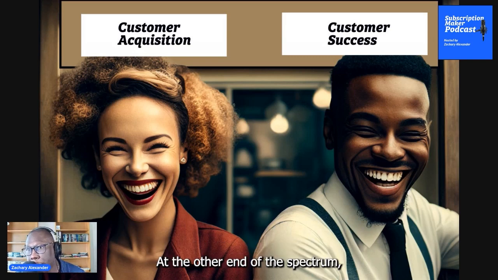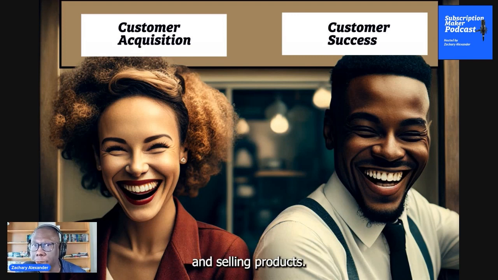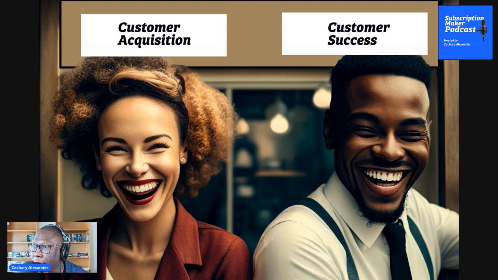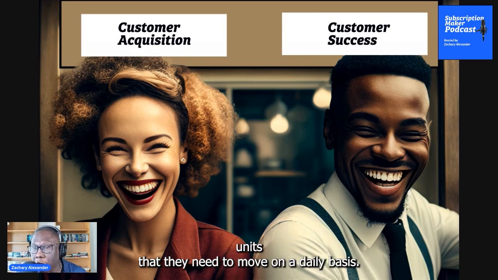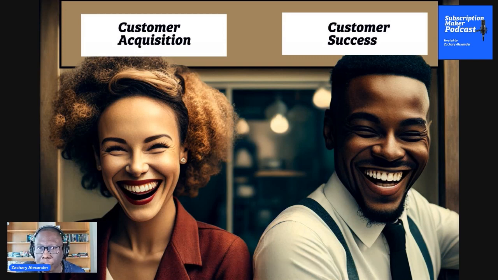At the other end of the spectrum, you have the product businesses. And those businesses are about going out every day and selling products. I mean, we're talking car companies, we're talking heavy machinery. In a lot of cases, we're talking SaaS companies. We're talking people that have products that have individual units that they need to move on a daily basis. But what they have in common is they have a customer acquisition piece and they have a customer success piece.